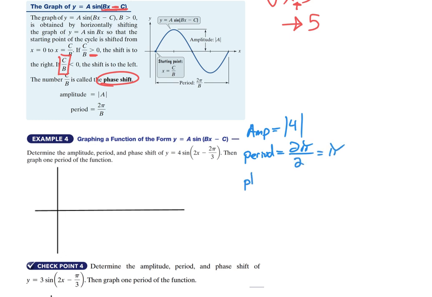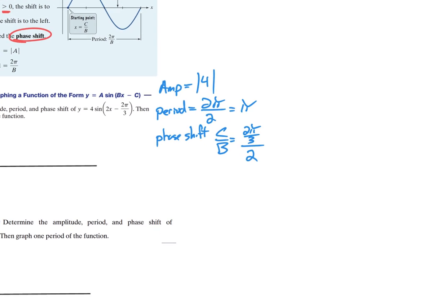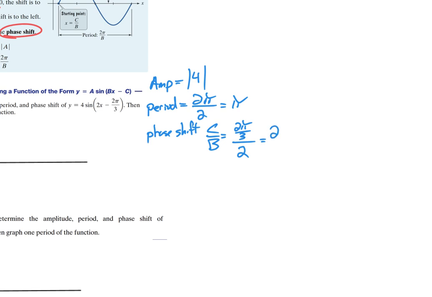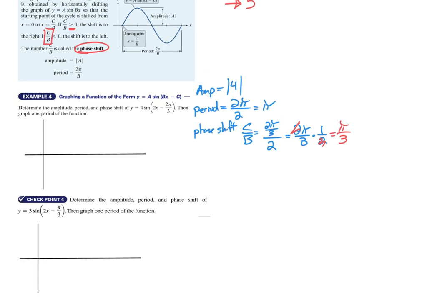And then we're going to find our phase shift, and the phase shift is found by doing c over b, and so that would be 2 pi thirds divided by 2. So let's rewrite this: 2 pi thirds times 1 over 2. Well, that means my 2's are going to cancel out, so my phase shift is pi thirds.